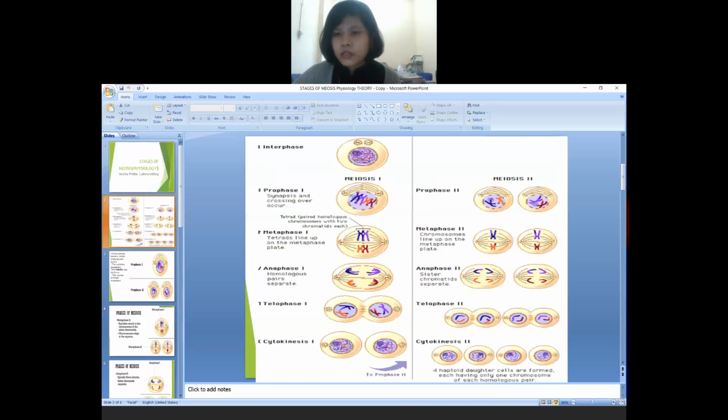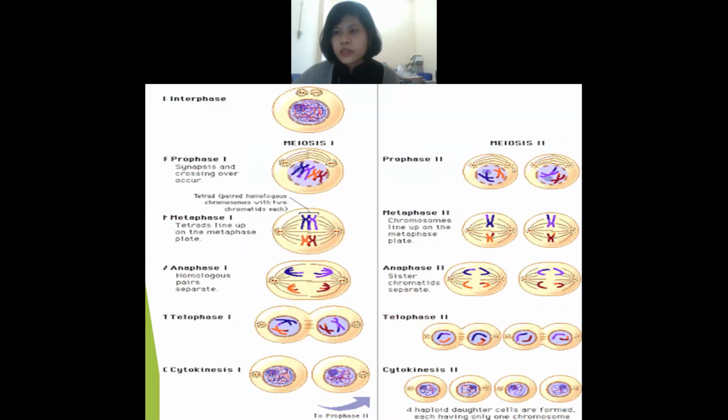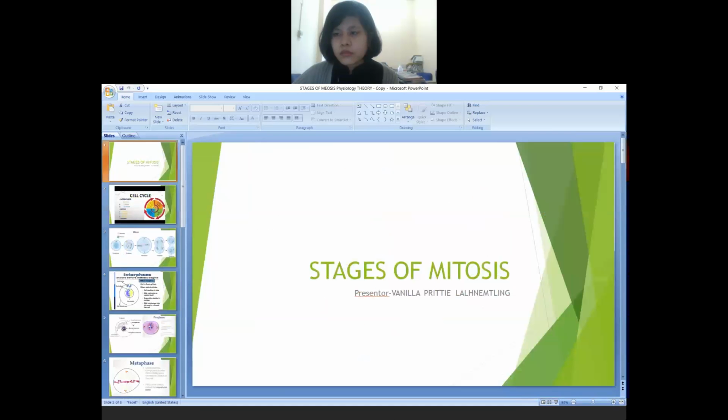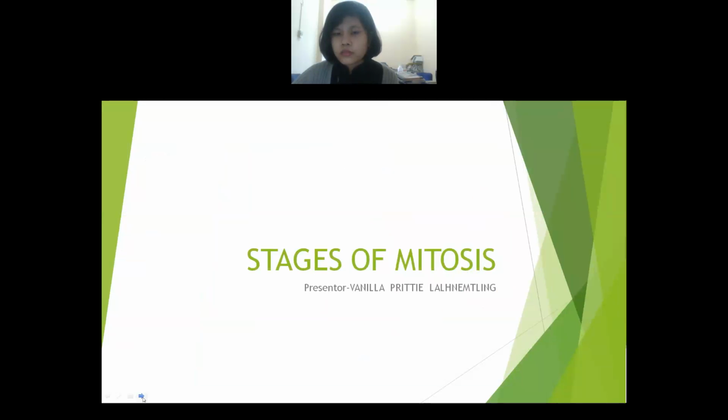Two cells were there, as in meiosis one. Those two cells will start separating, and at the end, it will become four cells. One, two, three, four. So this is about meiosis. Now let's see about mitosis.